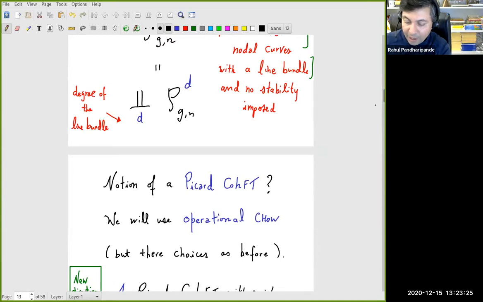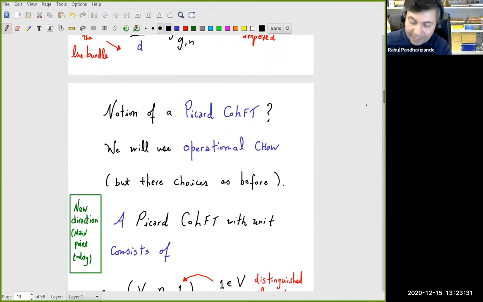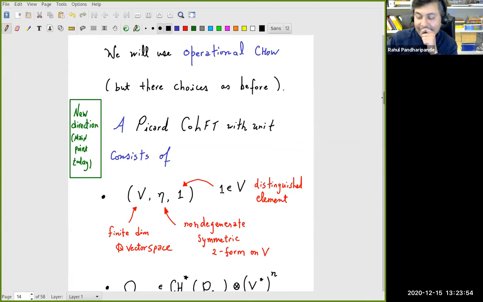So we want a notion of a Picard CohFT, and we will use this operational Chow. As I said, at some point we'll switch to cohomology when we come to the classification results. Then we'll switch to cohomology, and in this whole talk you could use this operational Chow or this cohomology defined in the same way. But there were choices before, and so this is the new direction. And this is really some ideas that Andre and I were discussing almost 3 years ago, I think now, and it's been kind of a long time.